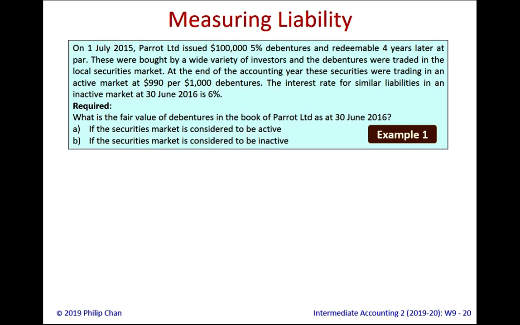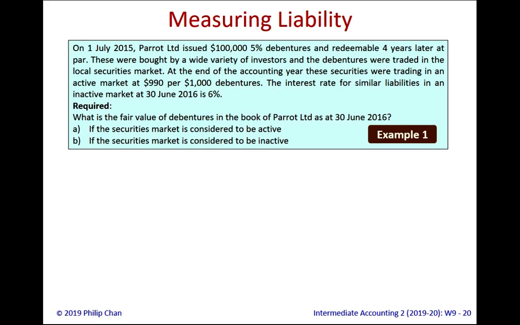These were bought by a variety of investors, and the debentures were traded in the local securities markets. Okay, we don't know whether it is active or not active. But we were answering the questions based on the requirement in A and B later on. At the end of the accounting year, these securities were traded in an active market at 990 per 1,000 debentures, and the interest rate for similar liabilities in an inactive market at 30th of June 2016 is 6%.